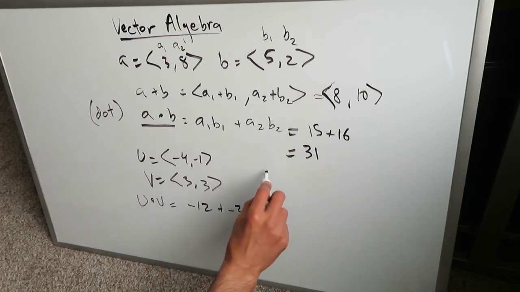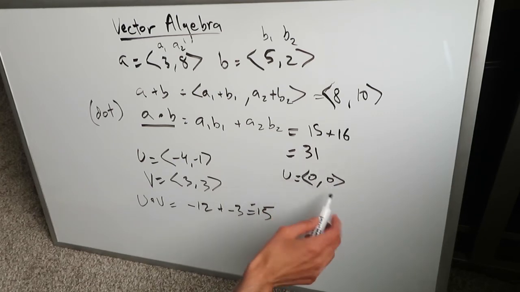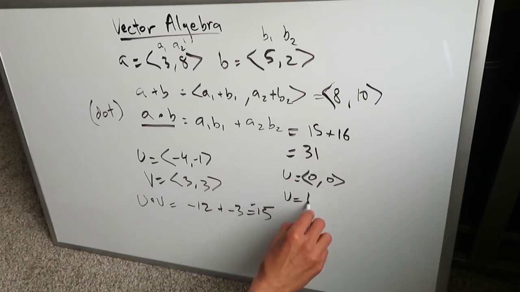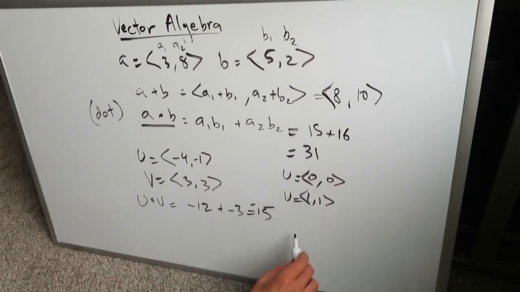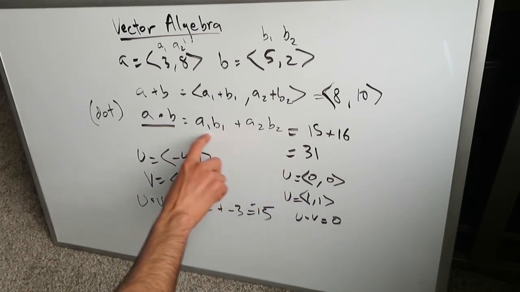How about this? If u is equal to 0, 0, which is basically a zero vector, and v is equal to 1, 1, you find the dot product. When you do the dot product of this, you're just going to get u times v is equal to 0. The vector has become a non-vector. It's become a dot. Okay, so keep in mind this right over here, the formula for finding the dot product.